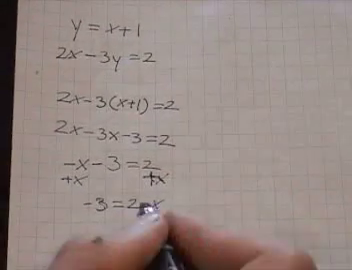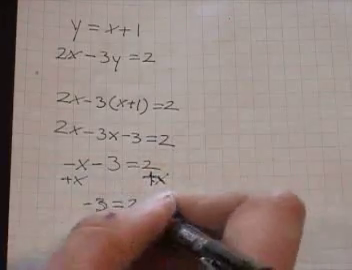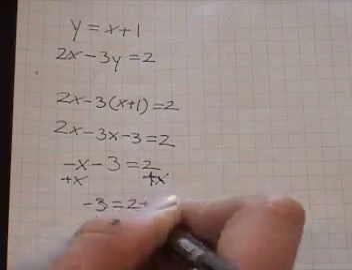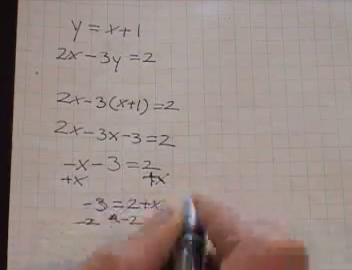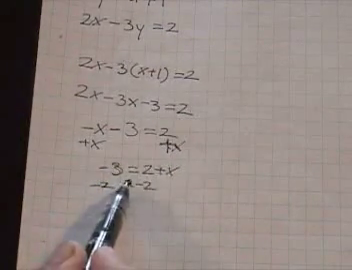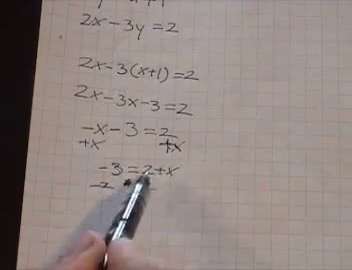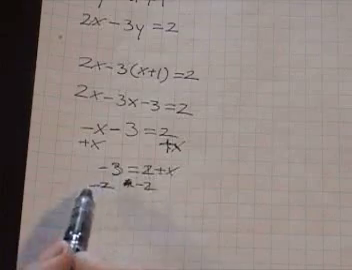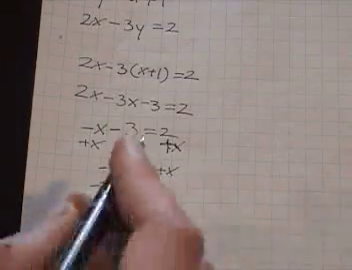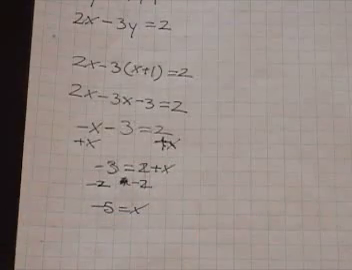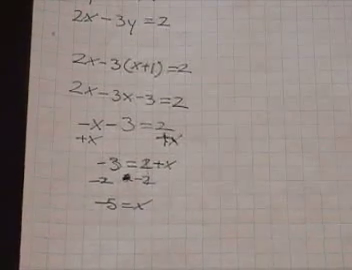Go ahead and subtract now 2 from each side to isolate x. Okay, these two right here cancel out, and then negative 3 minus 2 is just negative 5. And that's all equal to x. Okay, so we figured out what x is.